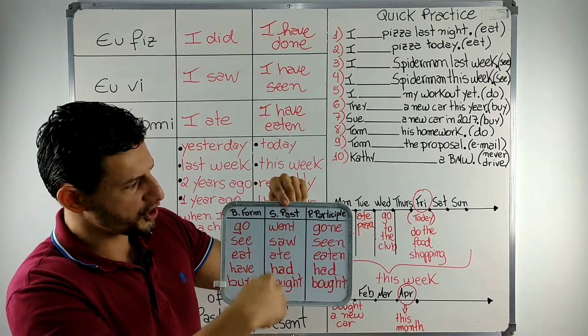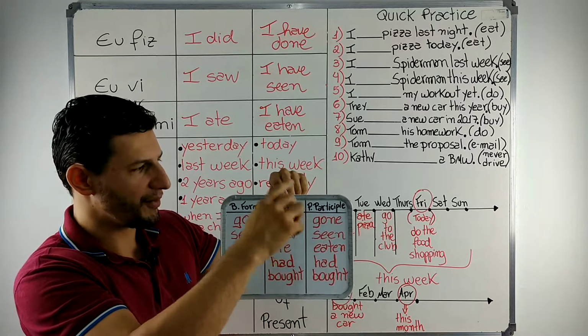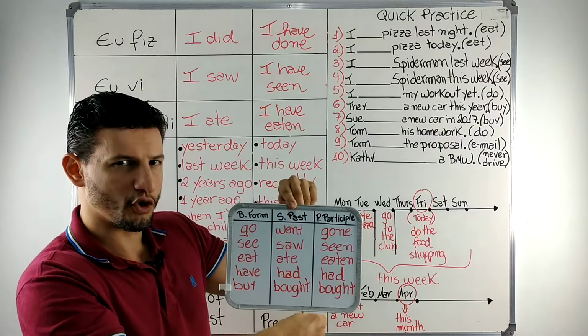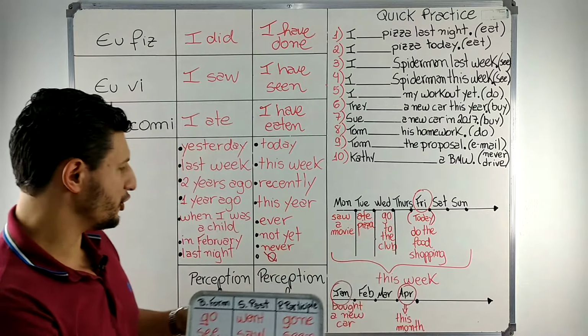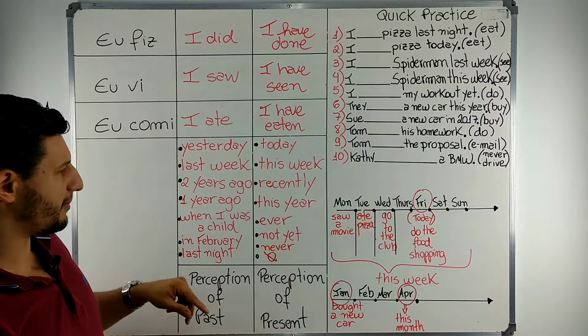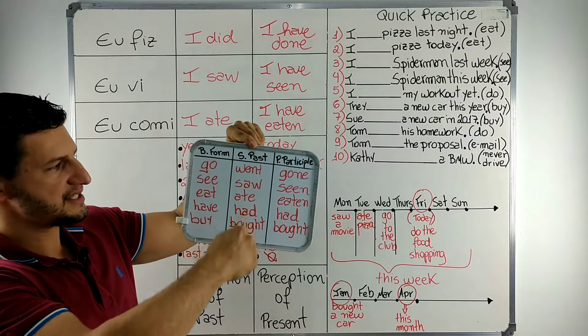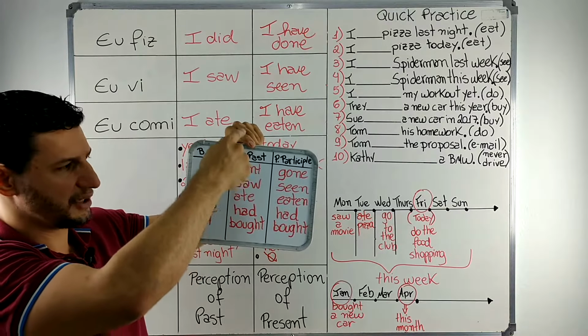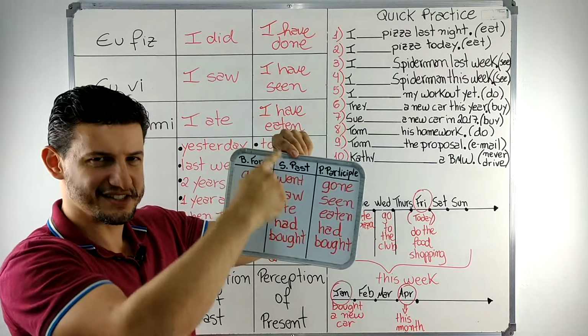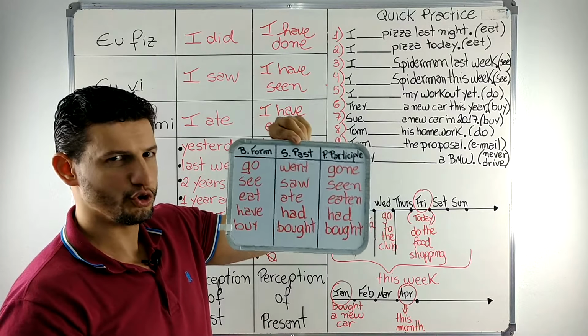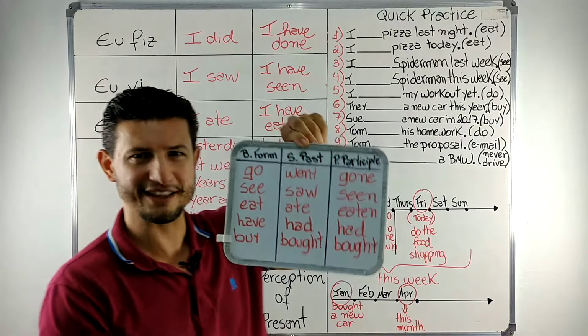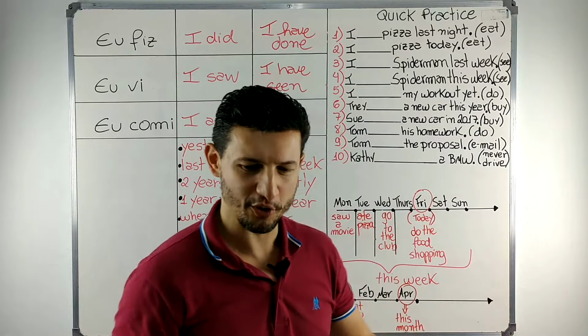And for all the other verbs, you use this third form, have plus the third form. On the other hand, whenever you use words that give you a perception of past, you use the verb in the second form, here called simple past, right? This is the second form. So you usually find it on the internet, you can download it and start working on it.